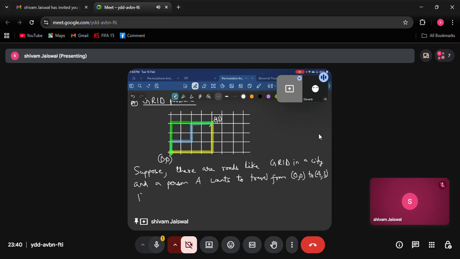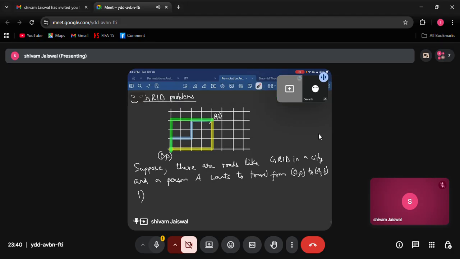Okay, so one way to travel is, I'm considering that all these paths are of the same length. So he can take four horizontal paths consecutively and three vertical paths consecutively. This is one way to reach 4 comma 3. Yes or no? Yes, sir.